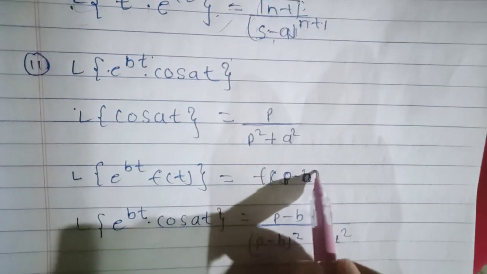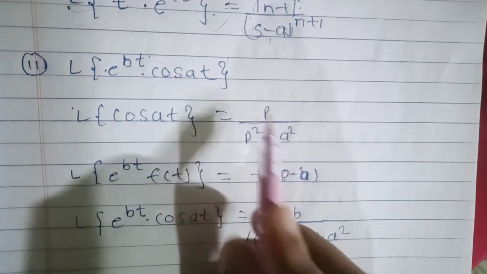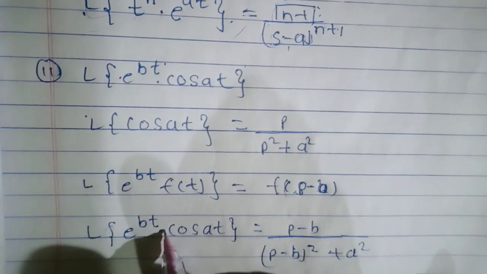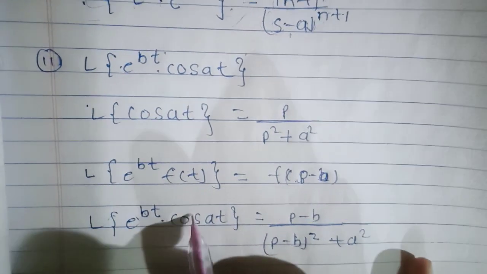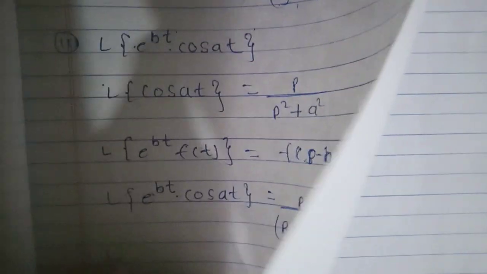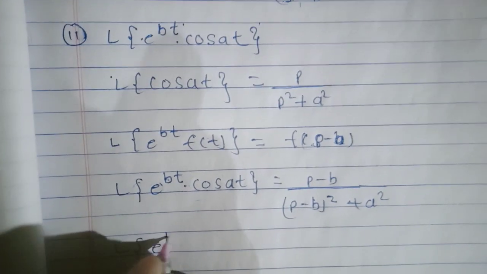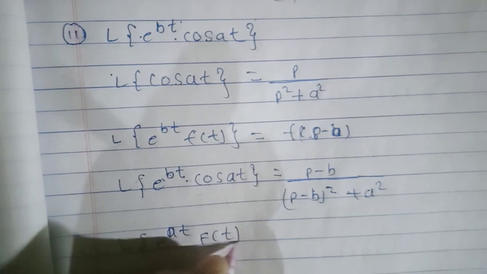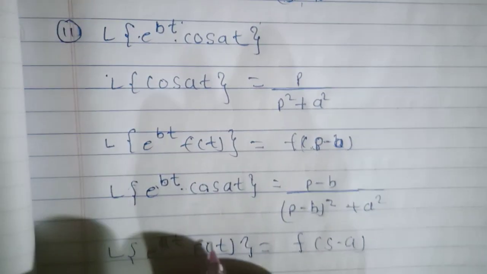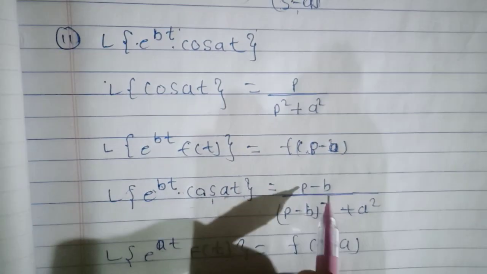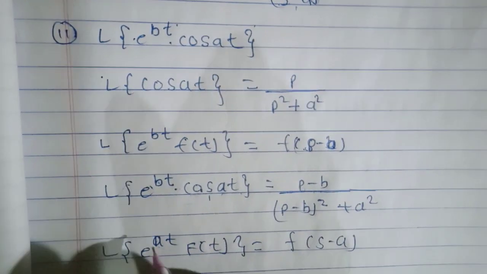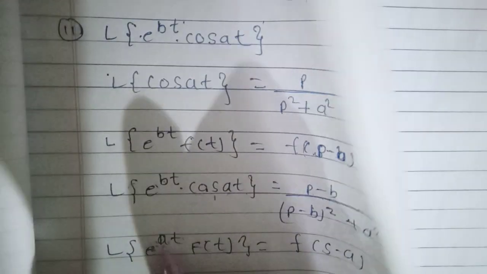So here this Laplace transform depends on this; this is f of t. We give the first shifting property, that is the Laplace transform of e raised to at f of t is equal to f of s minus a. Here the function f of t is cos of at, so we don't change the cos values here, only the e raised to bt values. Okay.